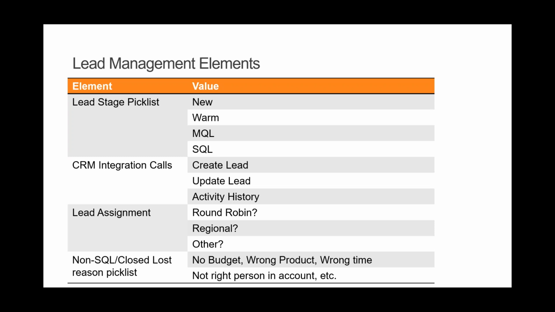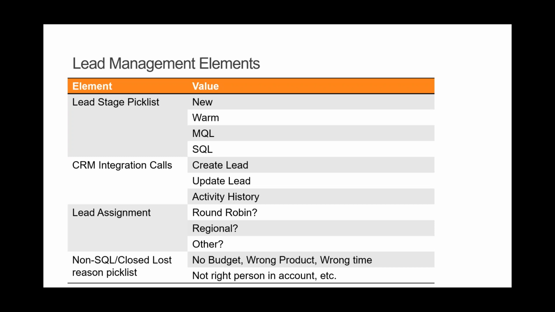The lead stage pick list. Again, we've just got 4 values: new lead that comes in from capture, warm lead after they've engaged, MQL, and we'll have an SQL phase. If we get some data back from the sales team that says, yes, this is an SQL, we might have to send out some different messaging to support that sales process from there. So we only need 4 values.